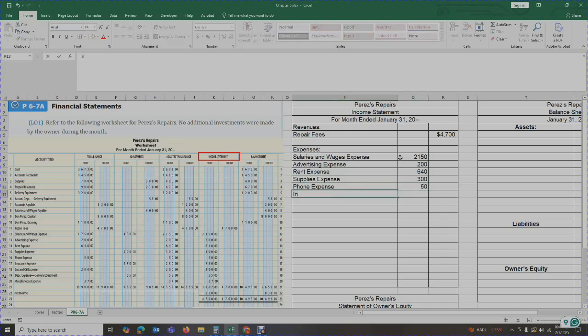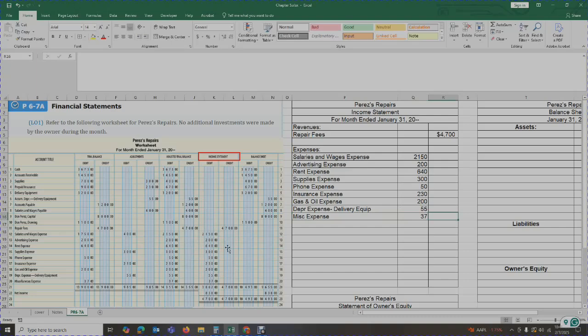I've got my insurance expense. My insurance expense is $230. Then we have gas and oil expense. My gas and oil is $200. We've got depreciation expense, and this is for the delivery equipment, and that is $55. And we've got miscellaneous expense at the very end, $37. So that is my list of all of the accounts.